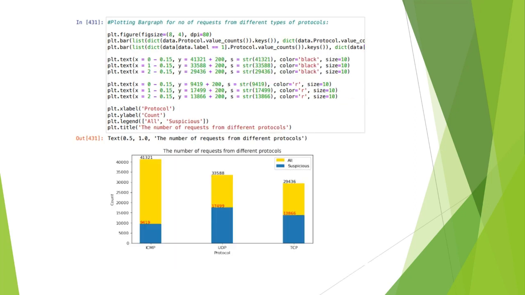And now we have determined a bar graph of total number of requests from different types of protocols, basically protocols of 3 types: ICMP, UDP, and TCP. Different types of protocols are used for different types of purposes, such as TCP is used for transmission, ICMP is used for sending messages, etc.